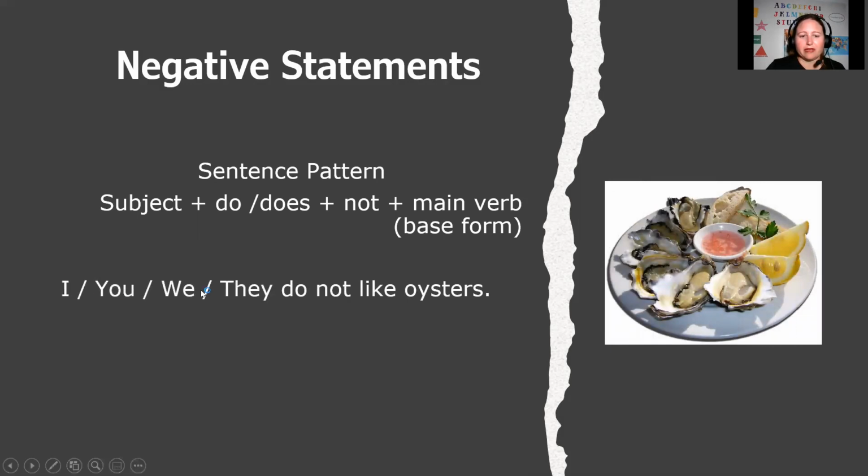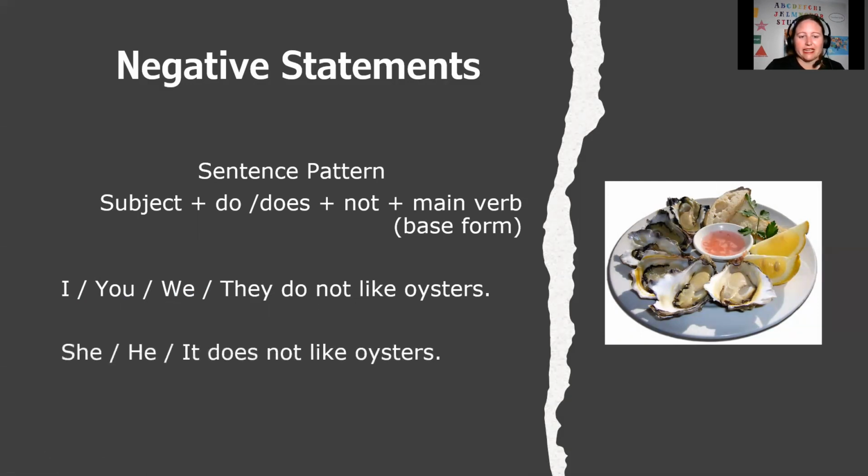So for I, you, we, they, we use do not. Like oysters. I do not like oysters. You do not like oysters. We do not like oysters. They do not like oysters.